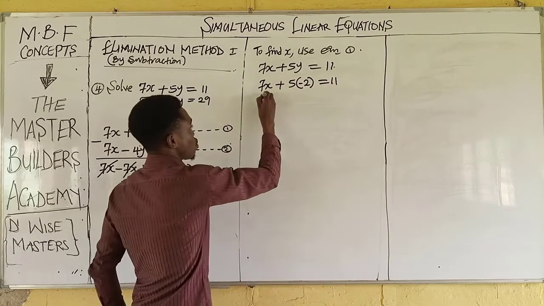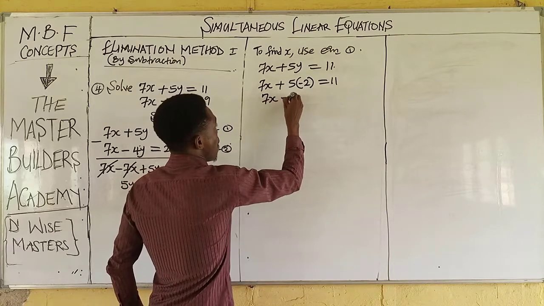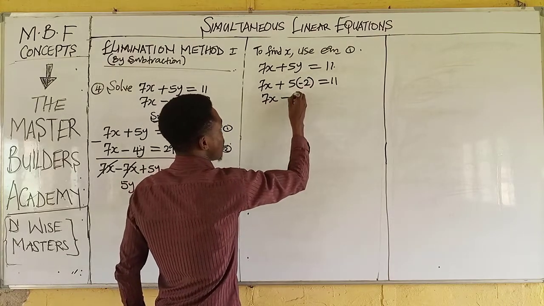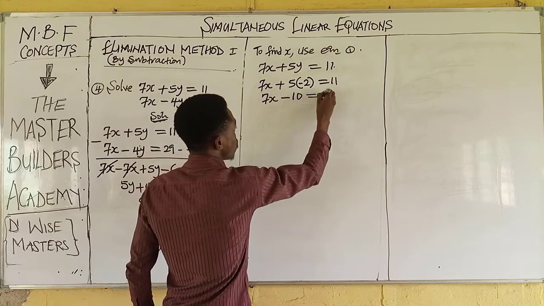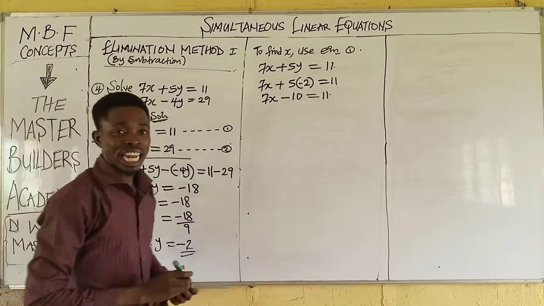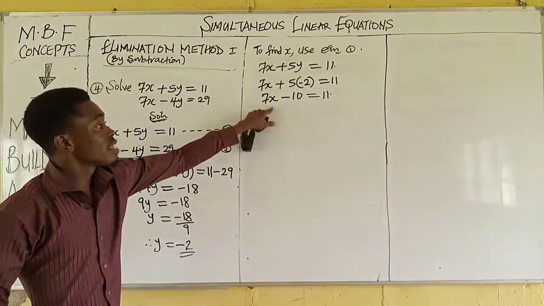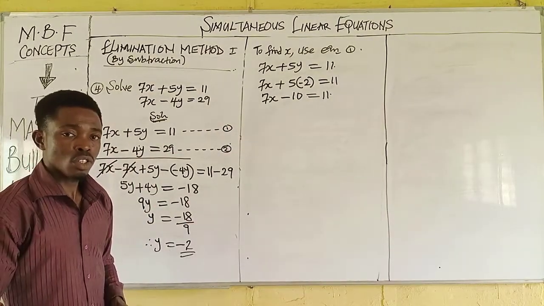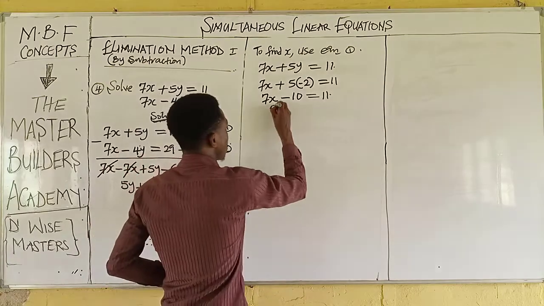Now we have a linear equation. So this becomes 7x plus 5 multiplied by minus 2, which will have given us what? Minus 10. This is equal to 11. Now we need to collect like terms so that we can make x the subject of the formula. So this would have given us 7x.